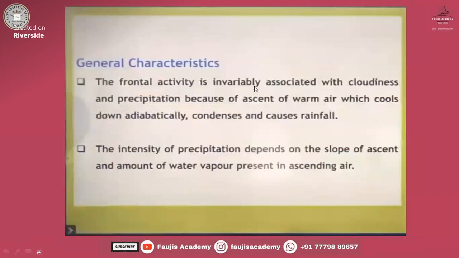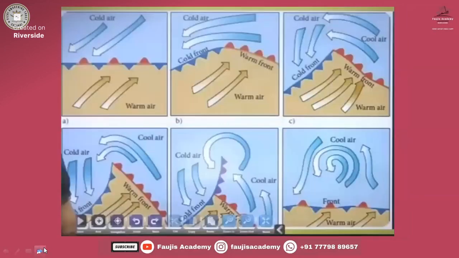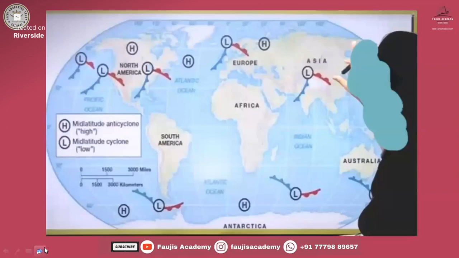So general characteristics. See, the frontal activity is invariably associated with cloudiness and precipitation. Okay. So there we know that if we have warm air with moisture, there will be the formation of condensed particles. That means there is the formation of clouds. And if clouds form, then there will be precipitation also. So in that case, we'll have rainfall. The intensity of precipitation depends on the slope of ascent and the amount of water vapor present in the ascending air. So this is all about the different types of warm front and cold front.